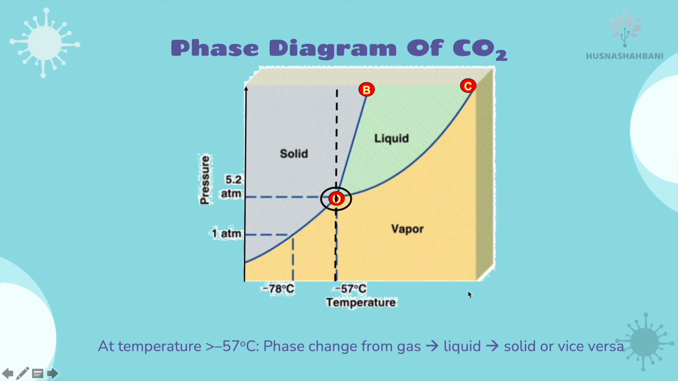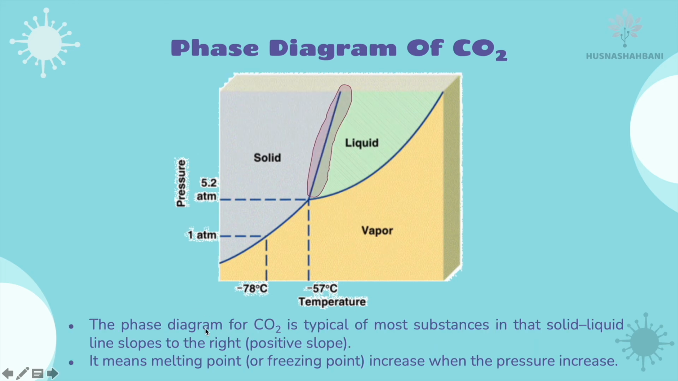And above negative 57 degrees Celsius, any point here, any point, any atmospheric pressure here, you can find the carbon dioxide in solid form, here liquid form, and any point here you can find carbon dioxide in gas form. The phase diagram for carbon dioxide is typical of most substances.